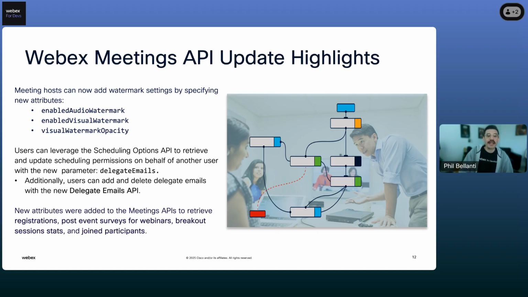And then the last item here is new attributes that are returned in the get meeting, list meetings, and list meeting series APIs. These attributes are for retrieving data after a meeting has ended, such as registrations, particularly in webinars, post-event surveys for webinars, breakout session statistics, and a joined participants list. So lots of good stuff that you can get post-meeting now.